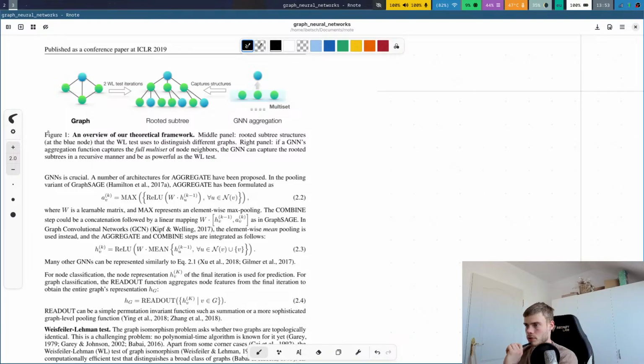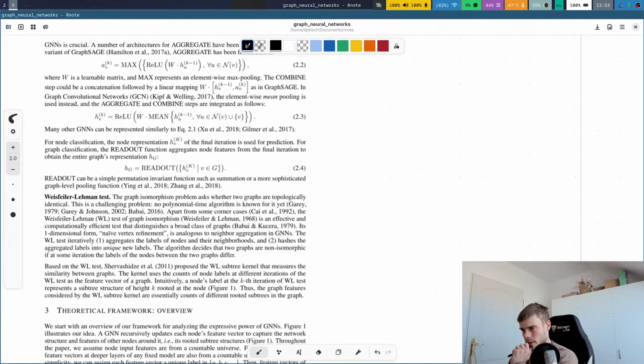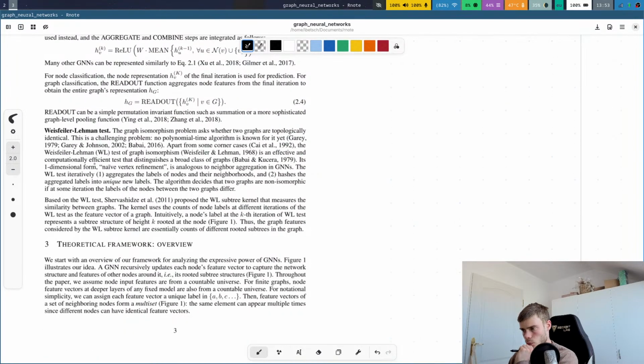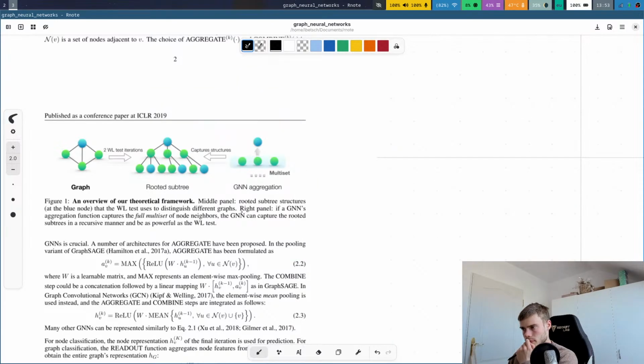A rooted subtree. Okay, wait a second. Did they already reference figure 1? Okay. Intuitively, a node label at the kth iteration of the WL test represents a subtree structure of height k rooted at the node. Thus, the graph feature is considered by the... Okay. 2 WL iterations.